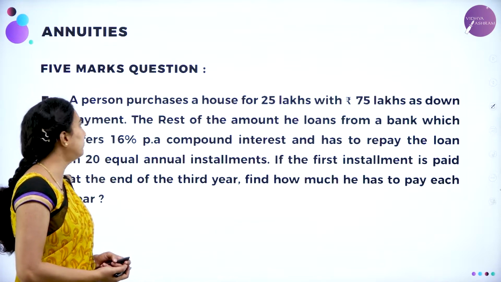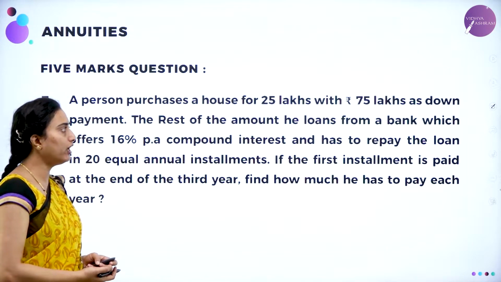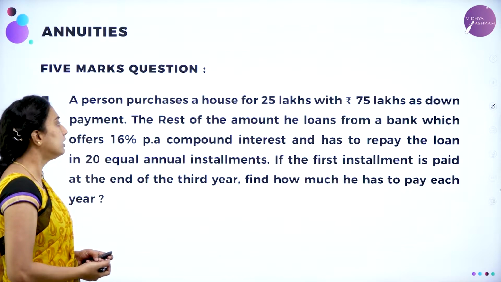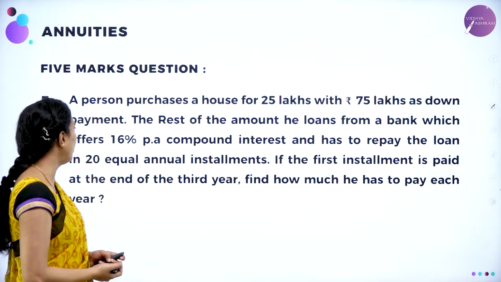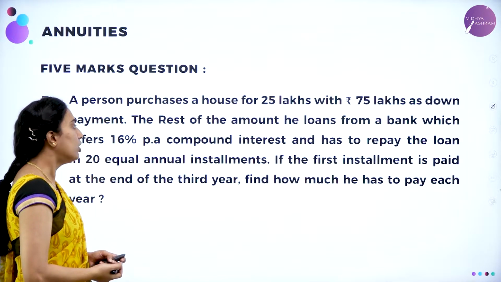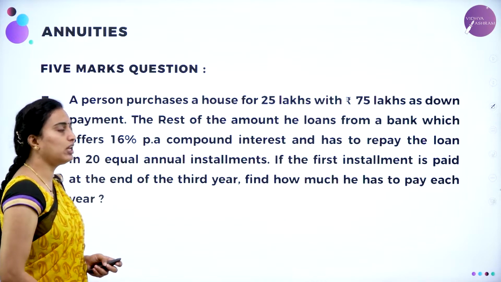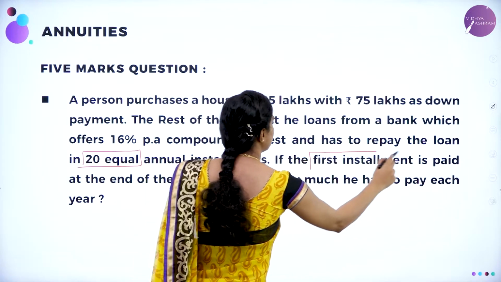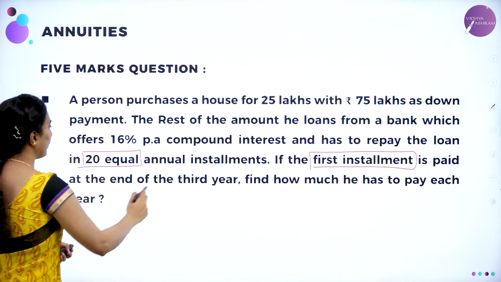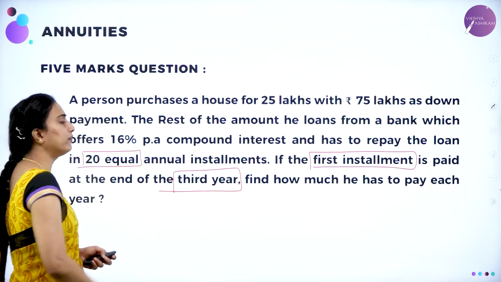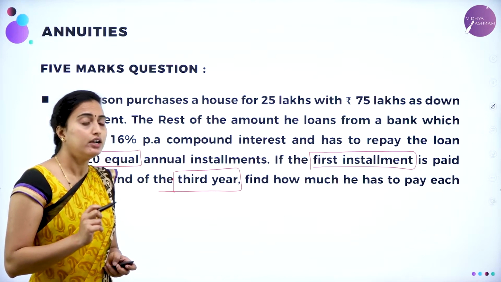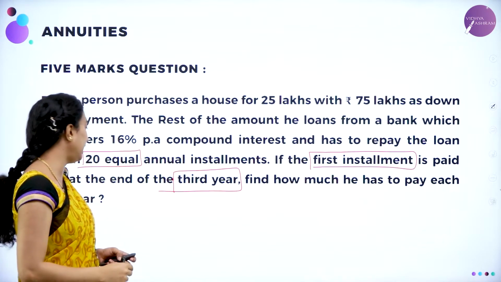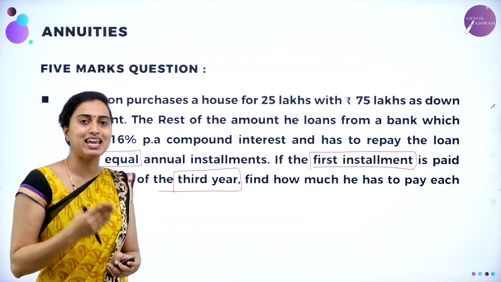A person purchases a house for 75 lakhs with a down payment of 25 lakhs. The rest of the amount he takes as a loan from a bank, which offers 16% per annum compound interest, and he has to repay the loan in 20 equal installments. The first installment is paid at the end of the third year. So, at the end of the third year means what? It is a deferred annuity. Deferred annuity is from the first year to the third year, it is 2 years. Find how much he has to pay each year. That means you need to find out what the A value is.